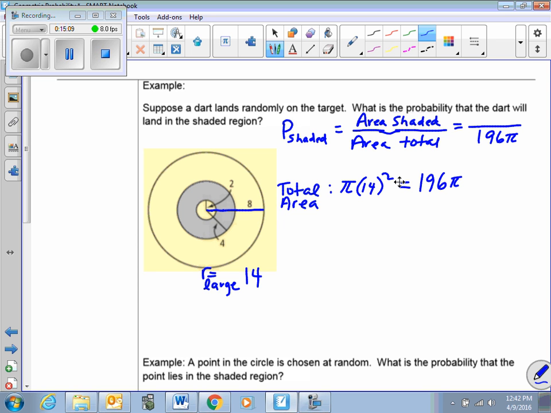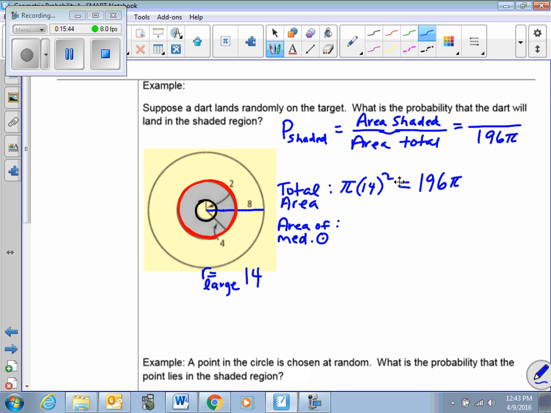And how am I going to find my shaded area? Okay, what I think I got to do here, guys, is I got to find the area of this circle here, the medium-sized circle, and then what have I got to do? I got to subtract out the area of the little small circle, right? That's how I'm going to find this shaded area. So let's find the area of the medium-sized circle.